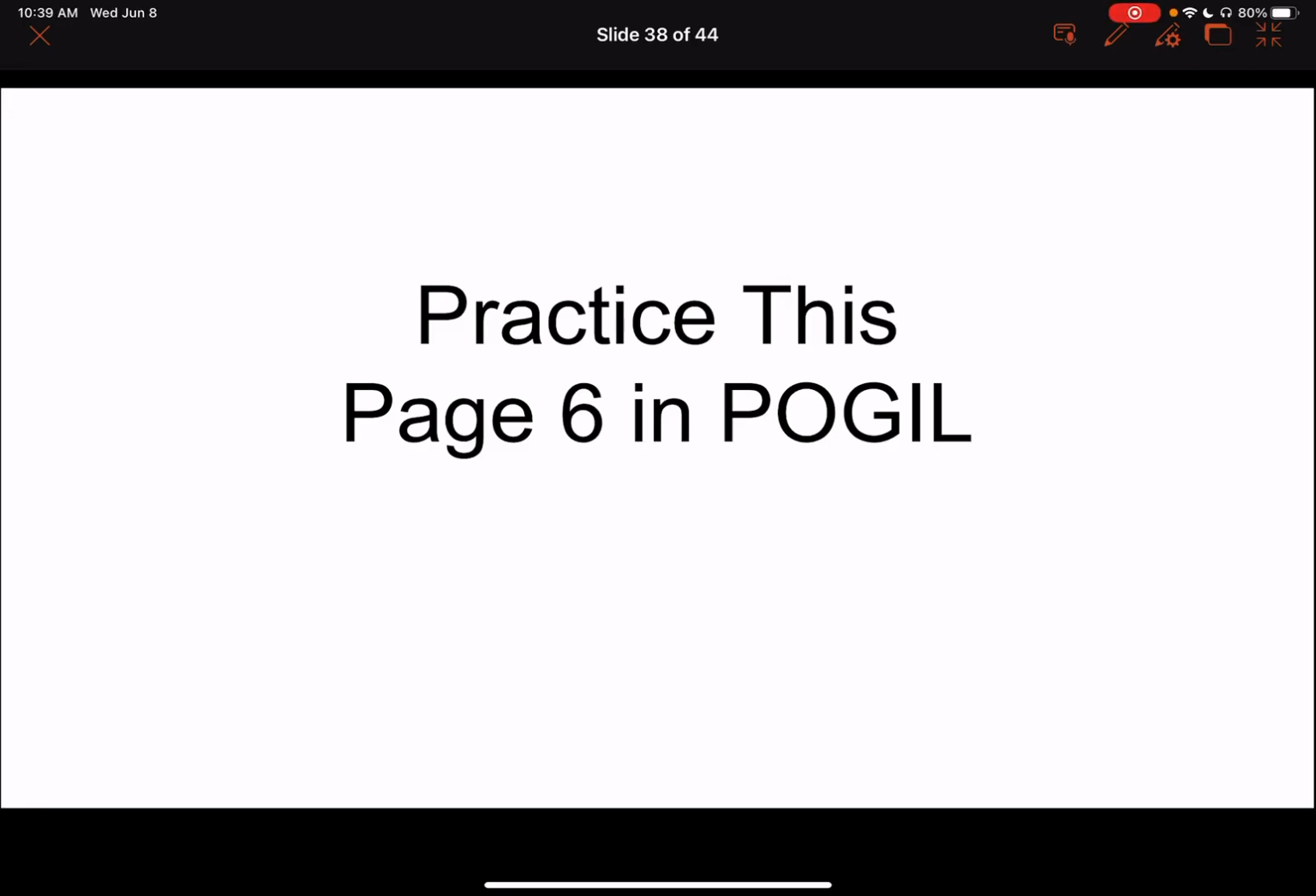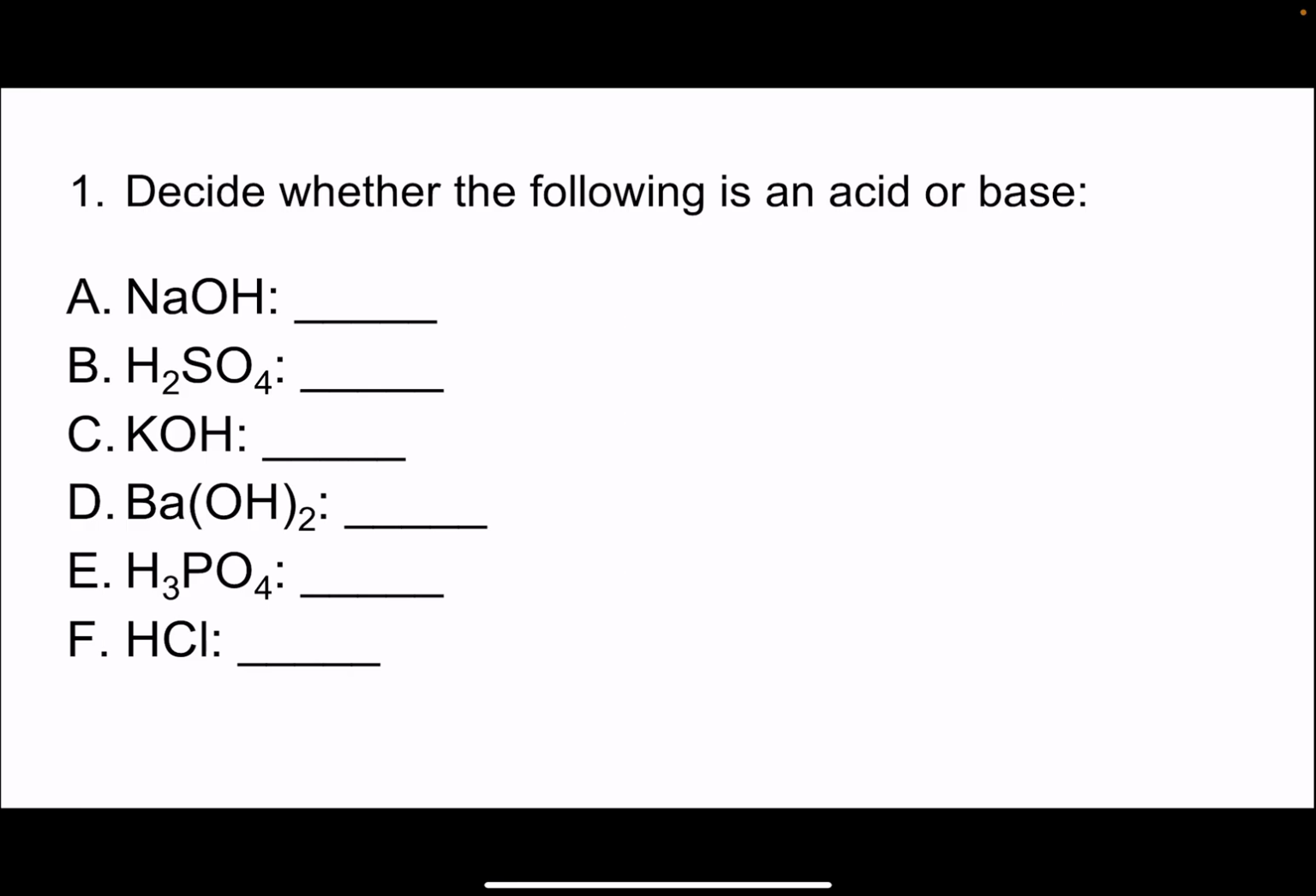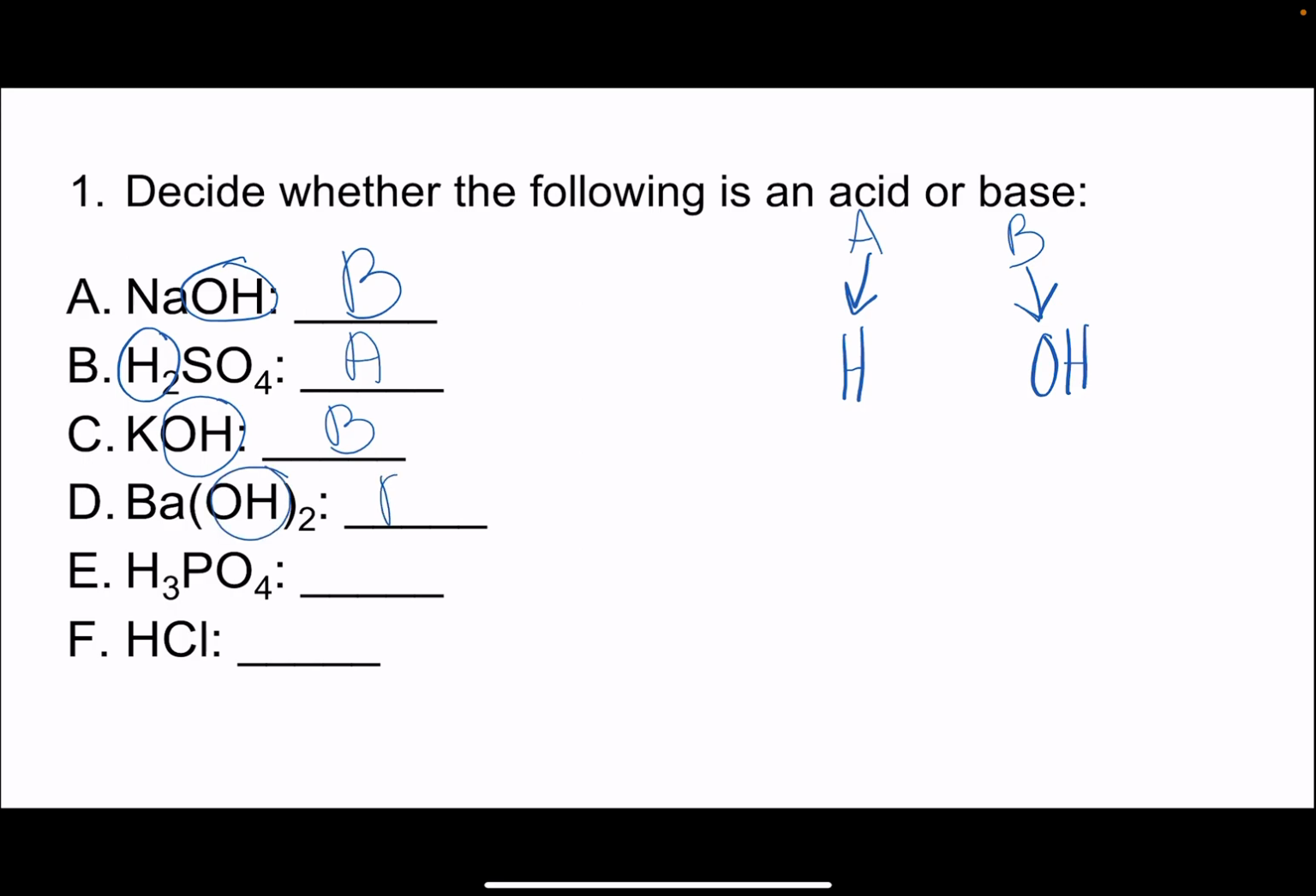Okay, this video we're going through the practice this, page 6 in your POGIL. So decide whether the following is an A for acid, B for base. So remember our signature ion for acids are H's in front, and our signature ion for bases are OH's in the back. So we see an OH here, we're going to say B for base. We see an H, we'll say A for acid. OH is a base, OH is a base, H in front is an acid, H in front is an acid. So that's the easiest way to tell if it's an acid or base.